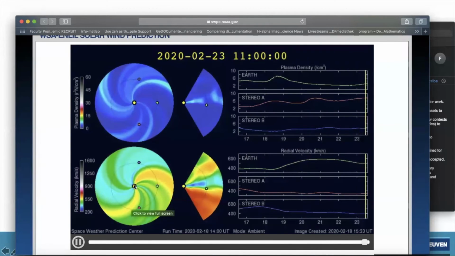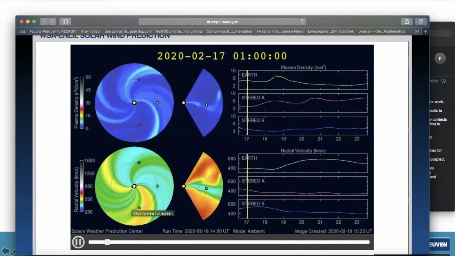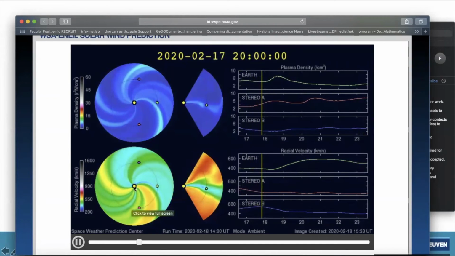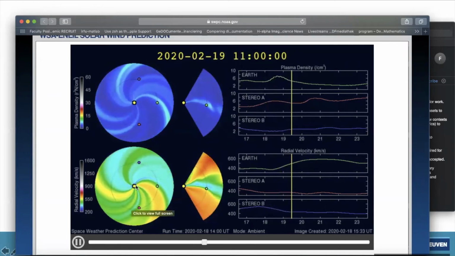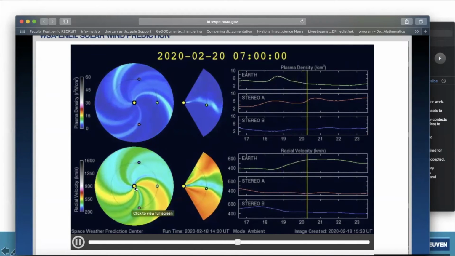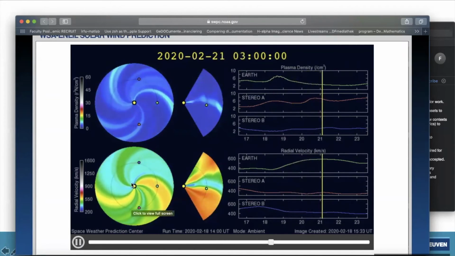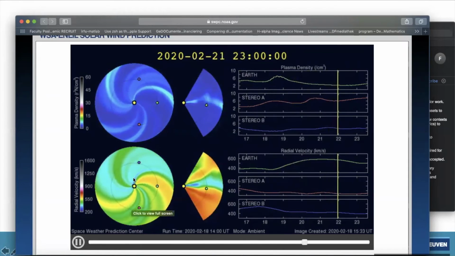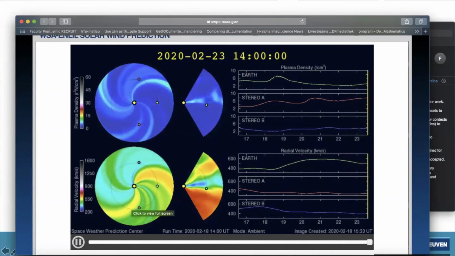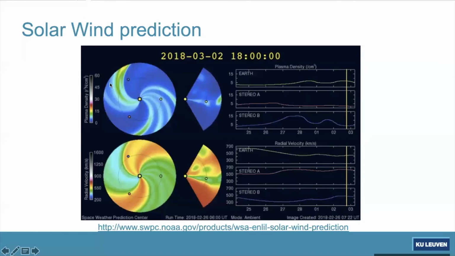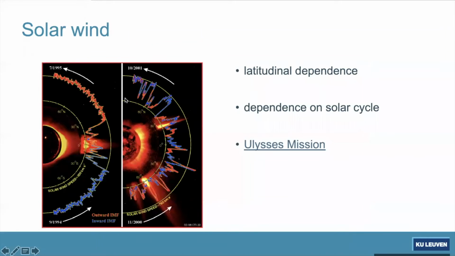So this simulation starts from the information on the source surface, the magnetic field that I showed you earlier at the source surface. They put it like here in the black circle, and then they solve the equations from there out and predict what the solar wind will be. That's quite an achievement that was reached in the last few years. So that's the solar wind at different times.